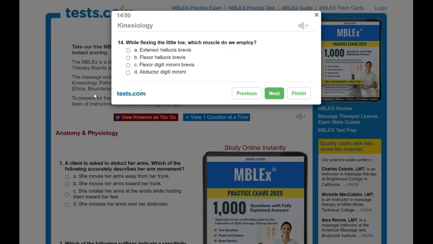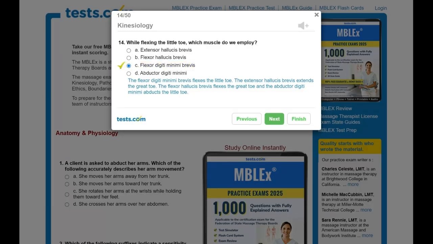Question 14. While flexing the little toe, which muscles do we employ? A. Extensor hallucis brevis. B. Flexor hallucis brevis. C. Flexor digiti minimi brevis. D. Abductor digiti minimi. C. Flexor digiti minimi brevis. The flexor digiti minimi brevis flexes the little toe. The extensor hallucis brevis extends the great toe. The flexor hallucis brevis flexes the great toe, and the abductor digiti minimi abducts the little toe.